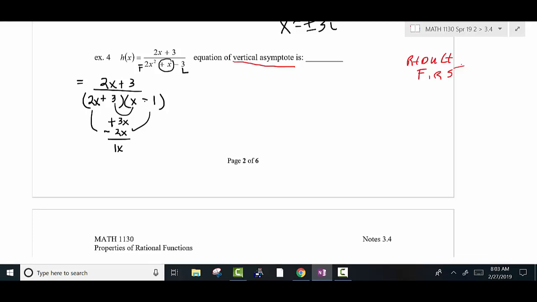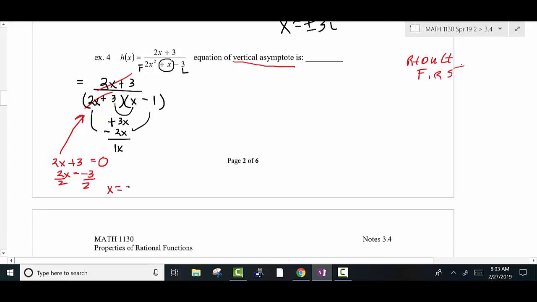Now what happens on this, and this is real important, is you're not going to have two vertical asymptotes. What's going to happen is that's going to cancel out, and this thing right here, when you have this 2x plus 3, and you set that equal to 0, that's going to give you a hole in the graph. It's not a vertical asymptote, so you could solve this pretty easily, and what you would end up getting is x equals negative 3 halves. That will be a hole.